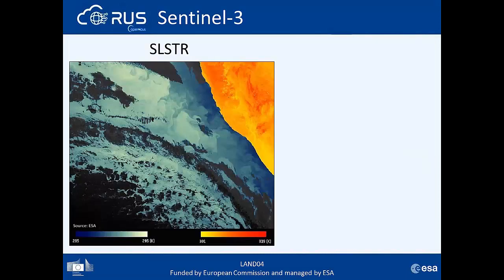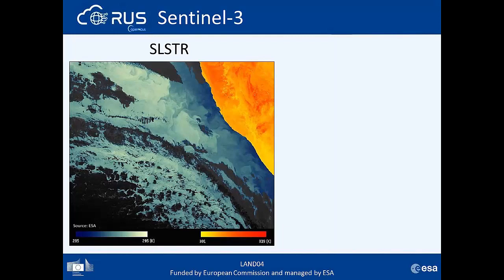So first of all, we have what is known as the Sea and Land Surface Temperature Radiometer, also known as SLSTR. It measures the global sea and land surface temperature every day to an accuracy of better than 0.3 Kelvin. So that's pretty accurate.